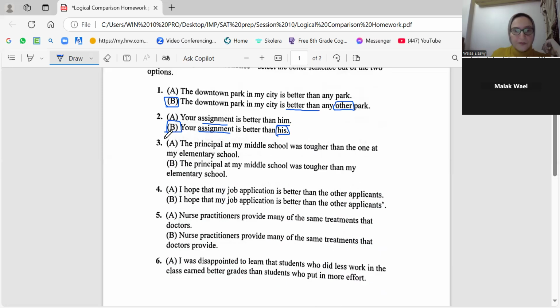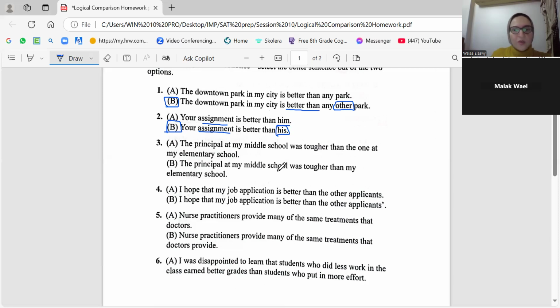Okay. Number three, the principal. B. Why? Because we're going on the same path. It says the principal at my middle school was different than my elementary school. If we said the principal at my middle school was different than the one at my elementary school, we're adding "the one." Again, the same main idea.